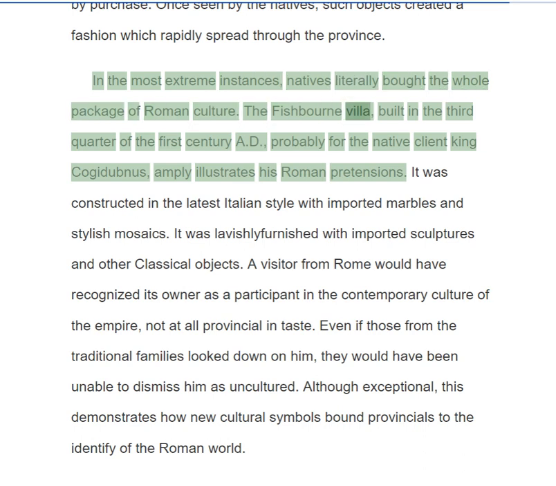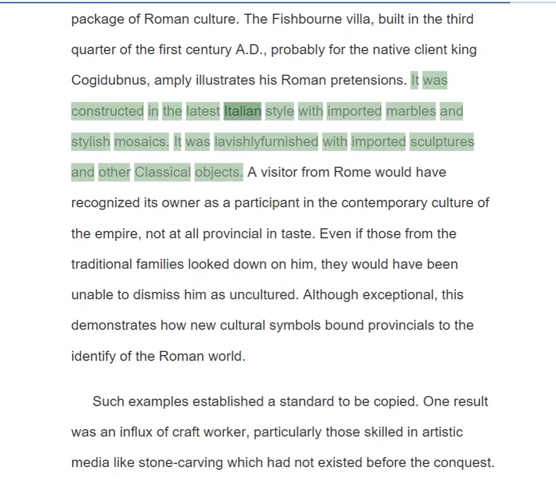The Fishbourne Villa, built in the 3rd quarter of the 1st century AD, probably for the native client King Cogidubnus, amply illustrates his Roman pretensions. It was constructed in the latest Italian style with imported marbles and stylish mosaics. It was lavishly furnished with imported sculptures and other classical objects.